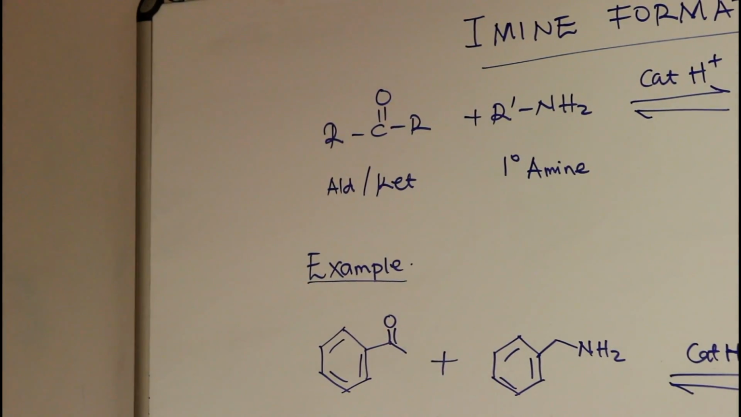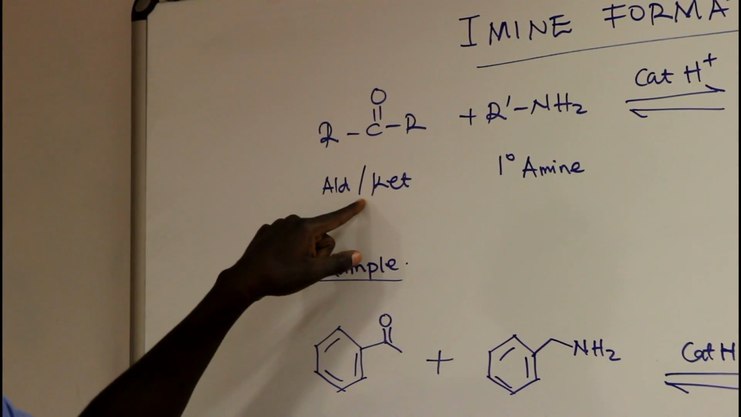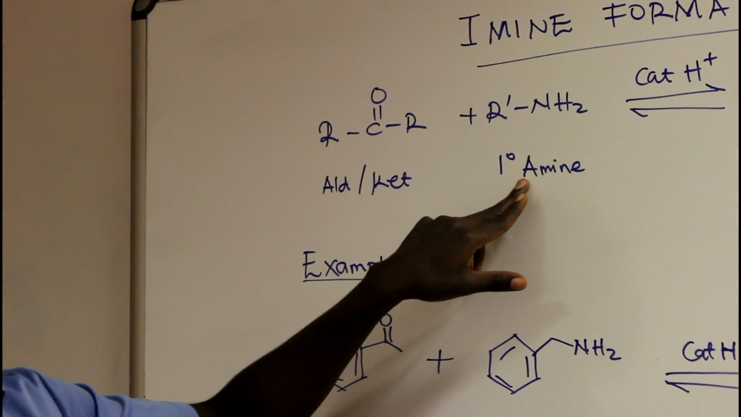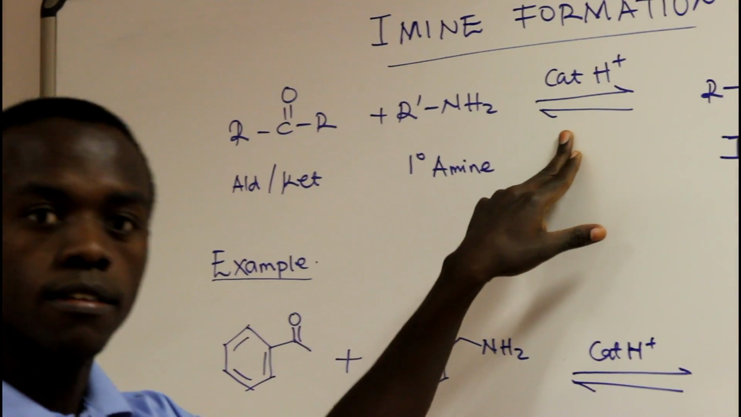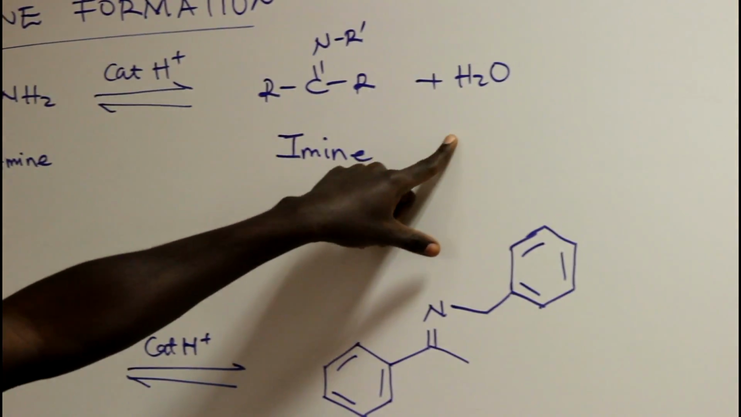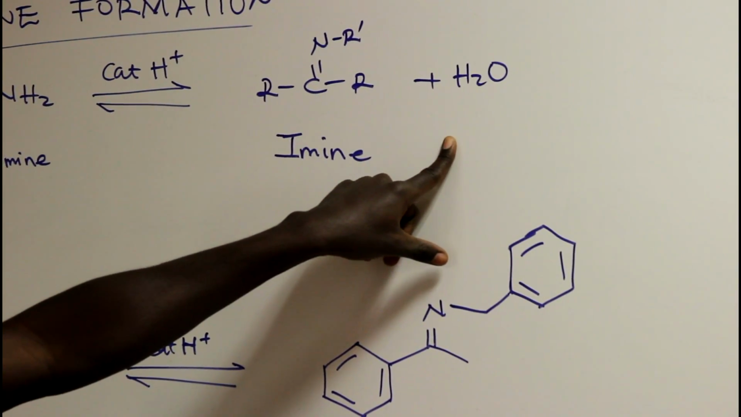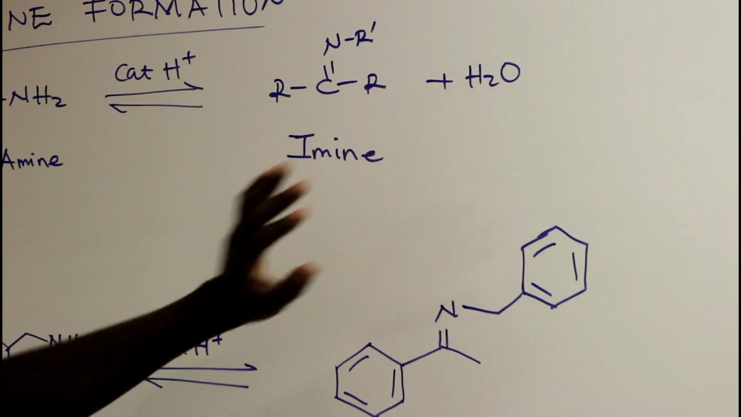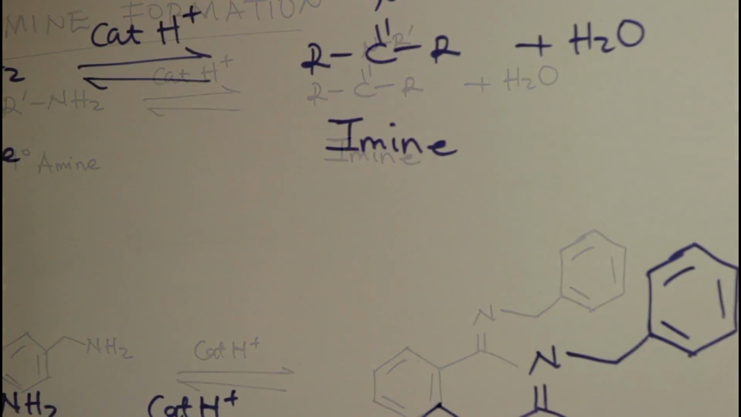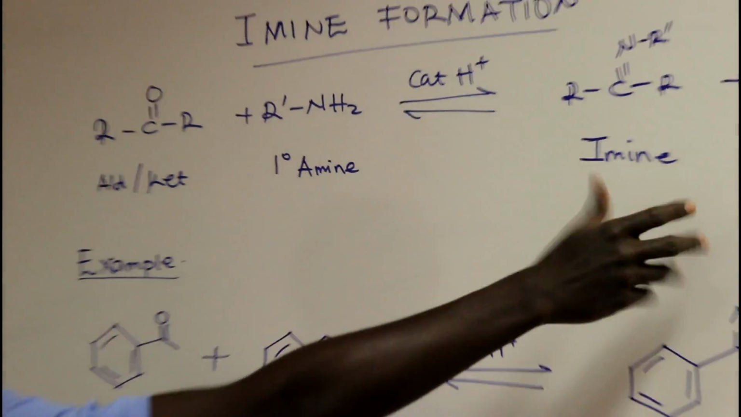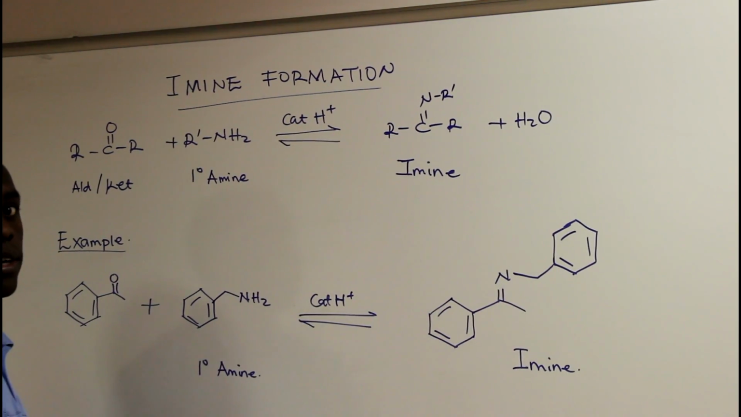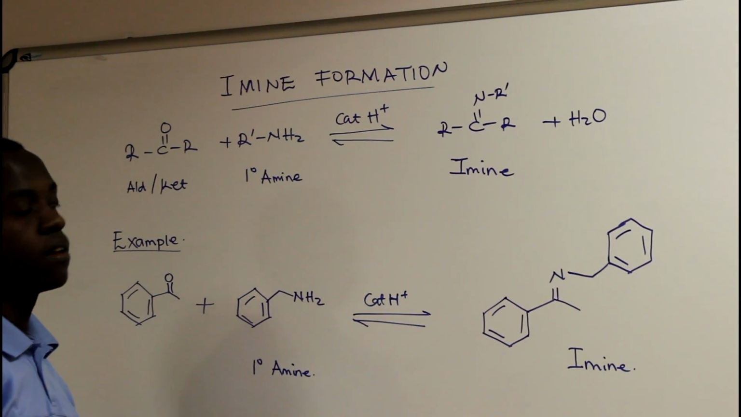So this gives you the general scheme of the reaction, where we are seeing an aldehyde reacting with a primary amine. It has to be a primary amine in catalytic acidic conditions to give us an imine plus water being the byproduct. We're not interested in the byproducts. All we want is the main product, which is our imine. One of the ways of increasing our products is by removing the water to force the reaction to move towards the product side.